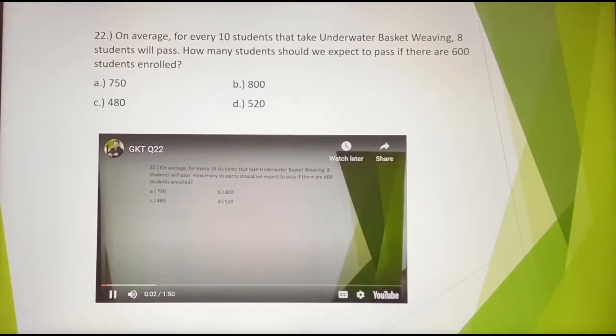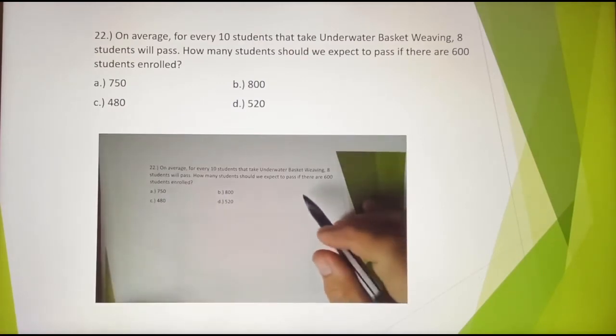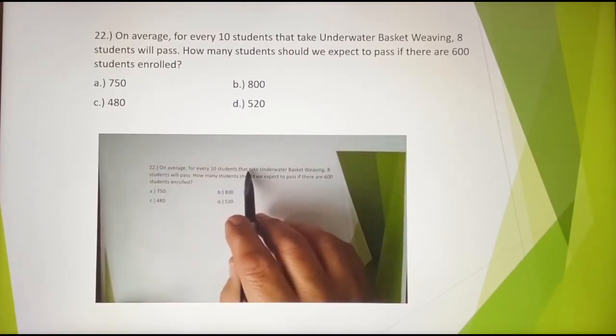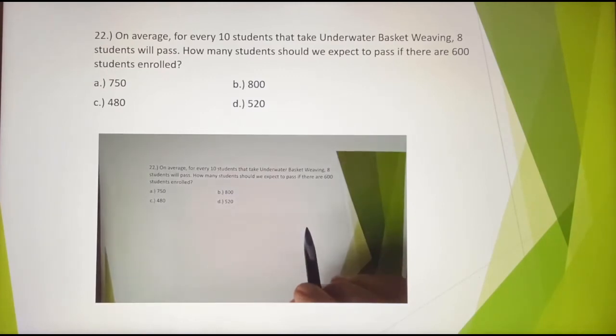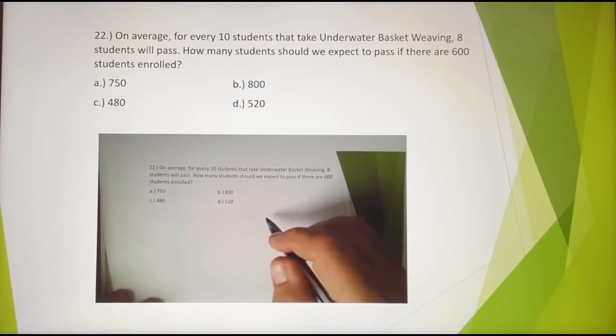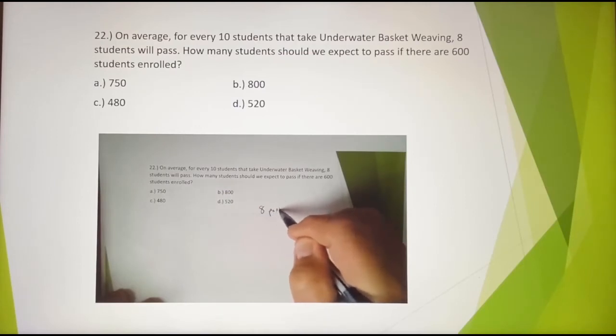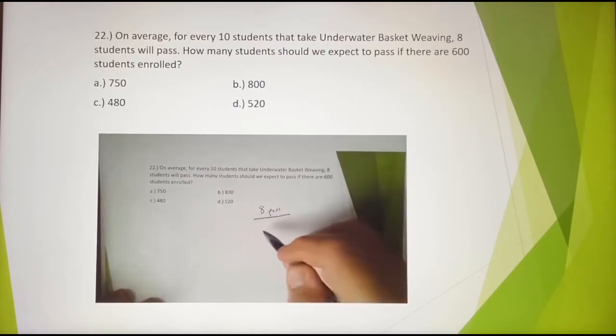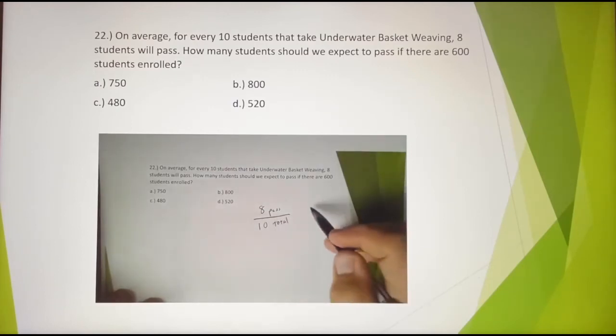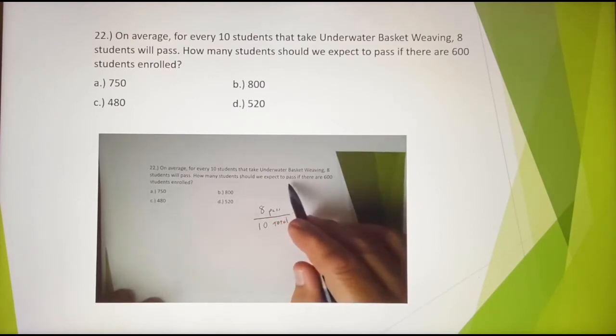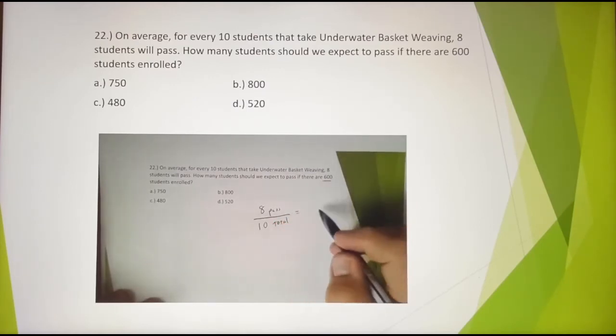In this problem, we're going to use a ratio. We've got, for every 10 students that take underwater basket weaving, 8 students will pass. So we want to set that up like a fraction. If 8 pass over 10 total, and we're going to set that up to show how many students we expect to pass if there are 600 students enrolled.